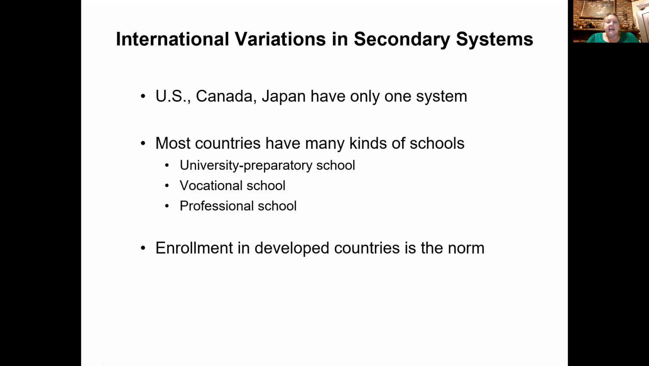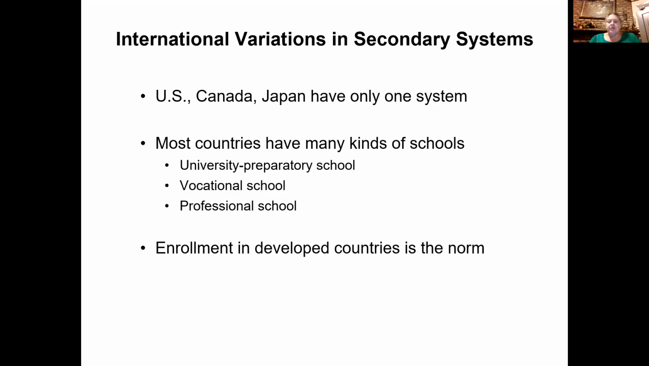There are international variations in secondary school systems. The US, Canada, and Japan have only one system. Most countries have many kinds of schools. For example, in Europe, basically our structure is you go to high school, you learn all the academic stuff, but there's not always an internship or something involved with that. In a lot of European countries, there are different tracks that kids might get on. They might be on a university track, which is a preparatory school for sending them on to university. They may be on a vocational school track where they will do an internship and their education will be geared towards that vocation. They may do a professional school, say maybe a business school, where they're going to do an internship with a particular company. And the education that they receive in their secondary school system is going to be, once again, geared towards that professional career that they are going to be in.